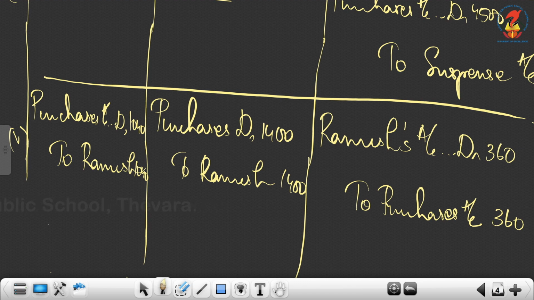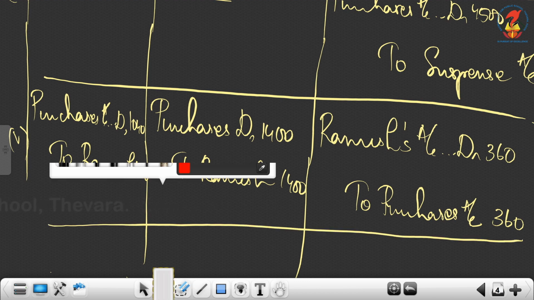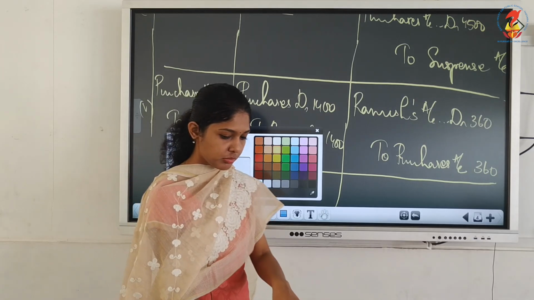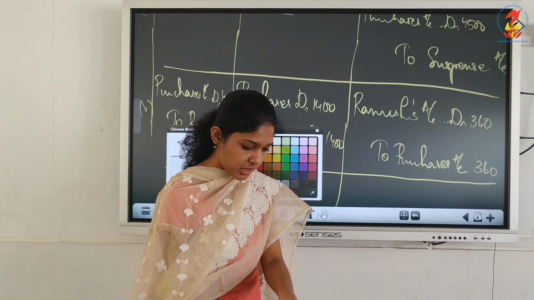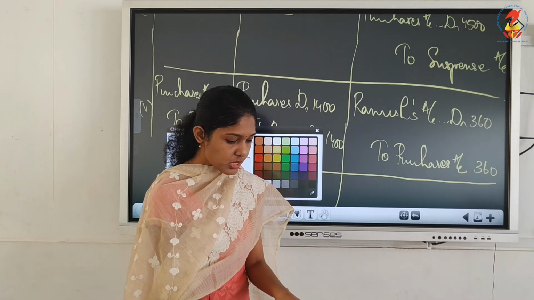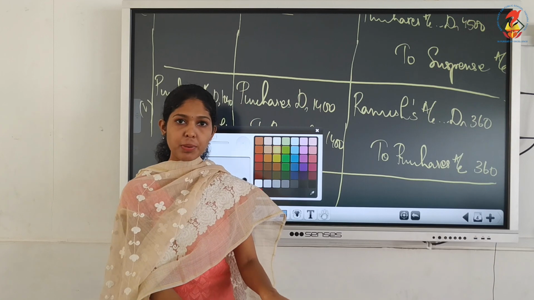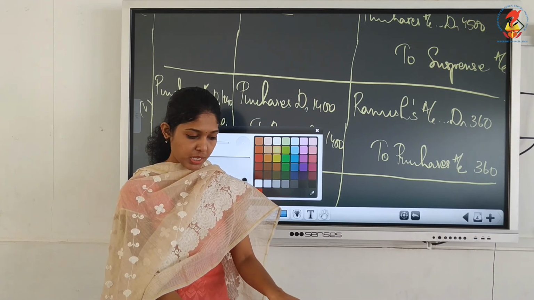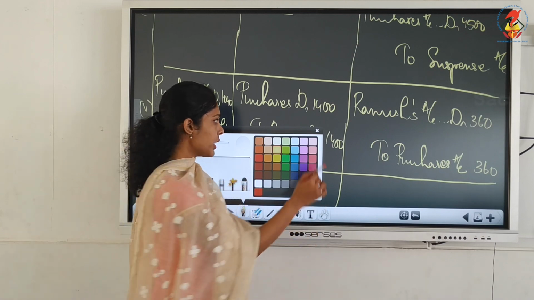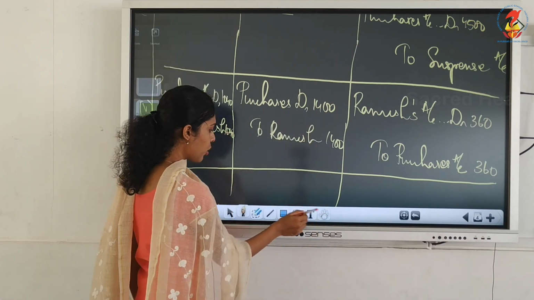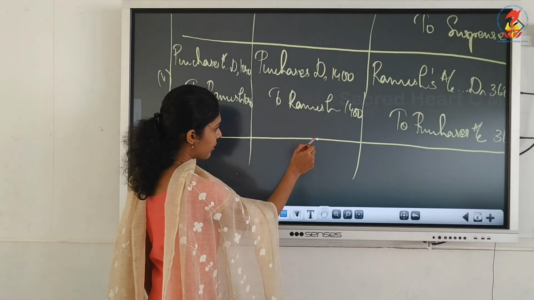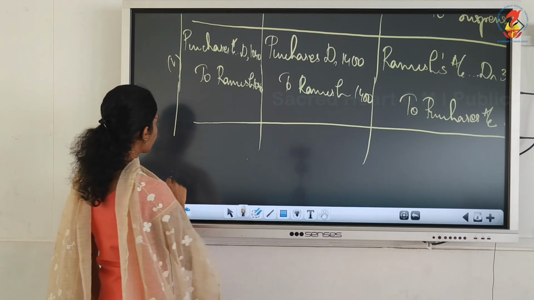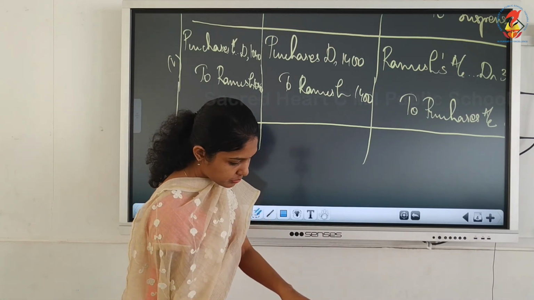So this is the rectification entry. Next one is the 7th one. Goods costing 5000, sales price is also given, distributed as free samples among prospective customers, not recorded anywhere in the books. So now we are going to record it. We haven't recorded before, so we'll record it now.